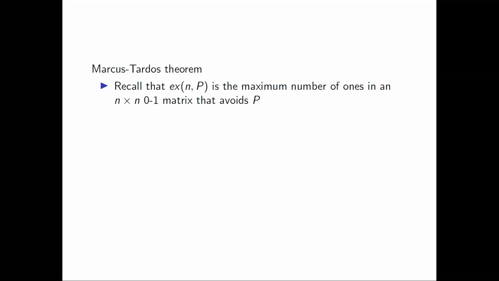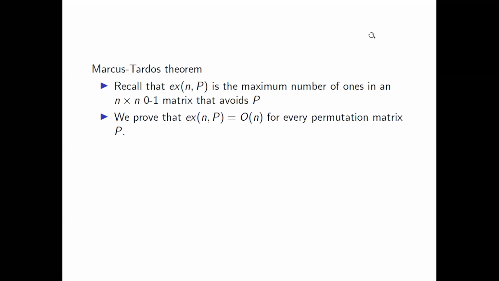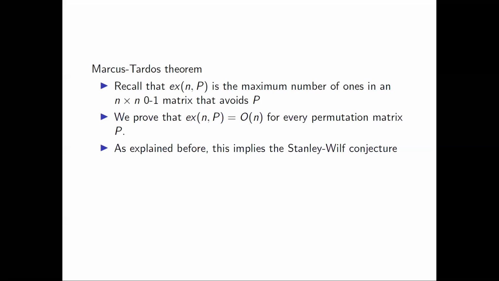So first definition, recall that the extremal function ex of n comma P is the maximum number of ones in an n by n 0-1 matrix that avoids P. And like I said, in this video we're going to prove that the extremal function of every permutation matrix is linear in n. And like we talked about in the last video, proving this implies the Stanley-Wilf conjecture.